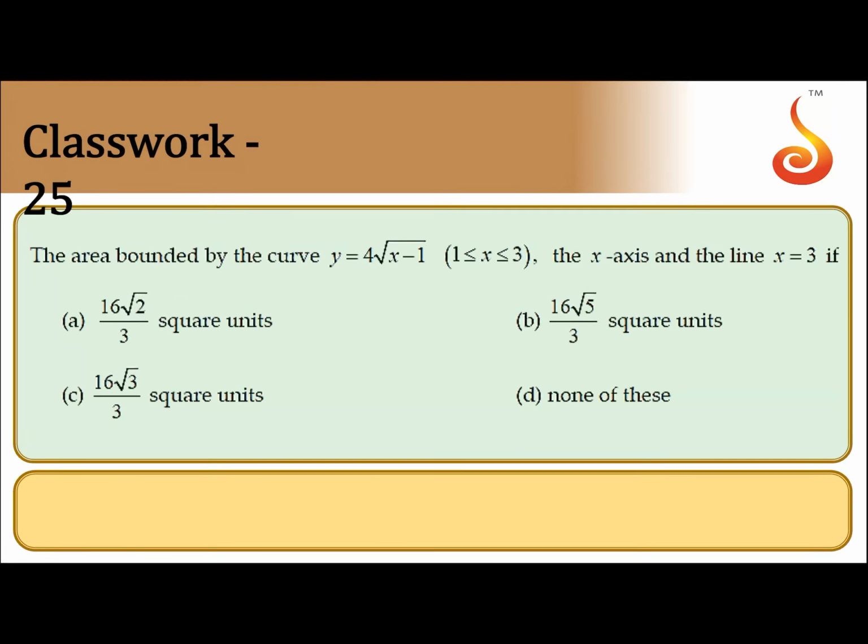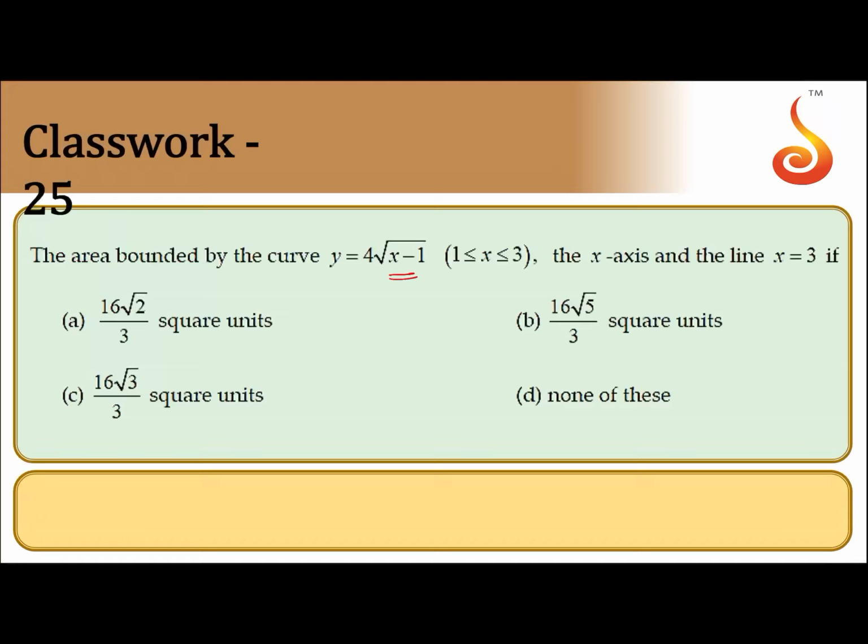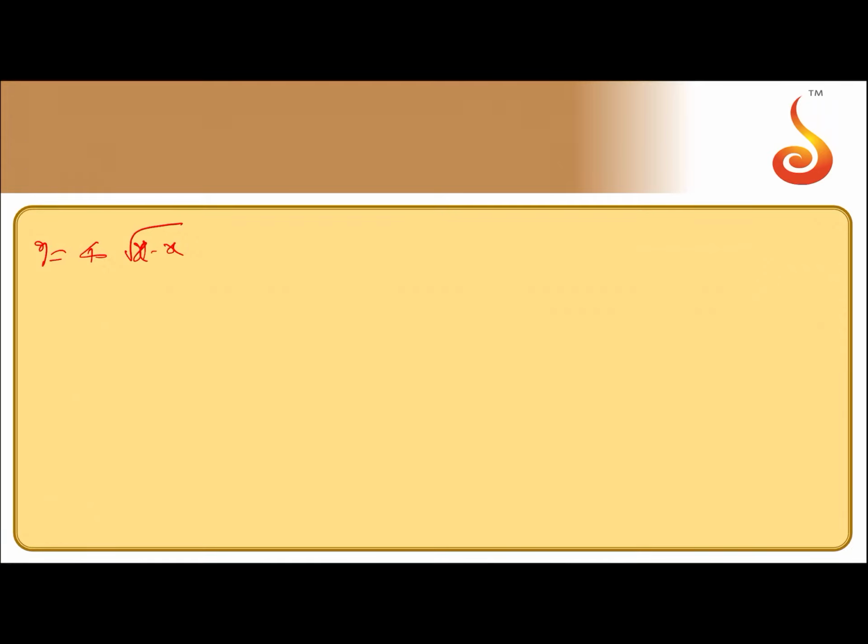Coming to the next one, the area bounded by the curve y equals 4 root of x minus 1, where x lies between 1 and 3, the x-axis, and the line x equals 3. The domain itself is x greater than or equal to 1. So y equals 4 times root of x minus 1. Starting from x equals 1, it looks like this. This is nothing but a semi-parabola.